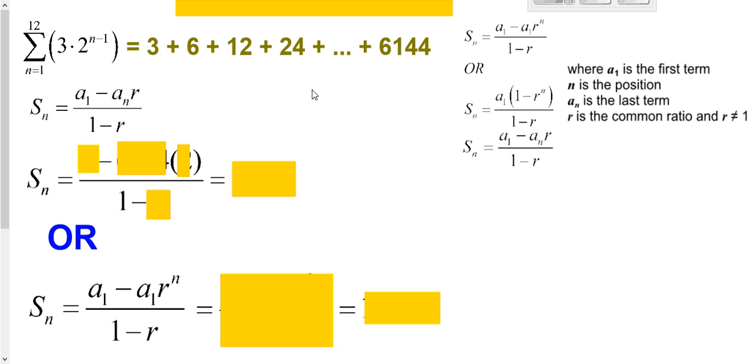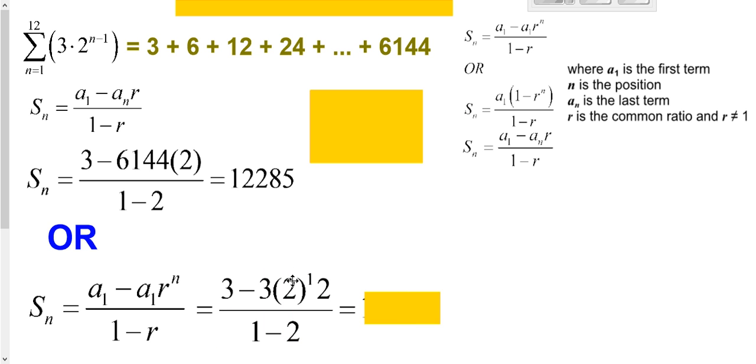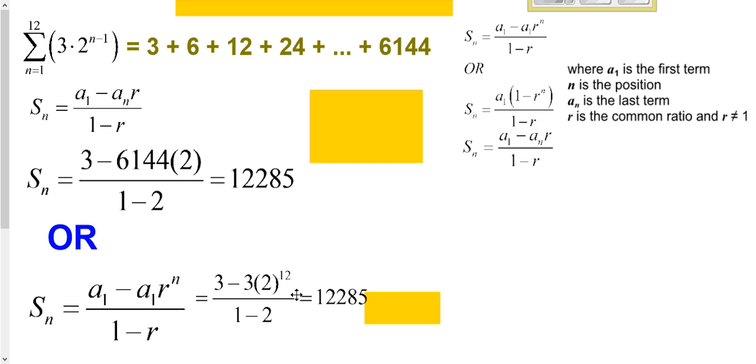So there's a couple ways you could do it. You could take your first term, which is 3, a sub n, your last term, the 6,144, r, which is your ratio of 2, and then you could put the whole top in parentheses, divide, and put the whole bottom in parentheses. Or you could have used this formula down here. You could have put in your first term, you could have put in r, with an n being 12, type in the whole top, type in the whole bottom, divide, or if you're doing it all in one line, put the whole top in parentheses, put the whole bottom in parentheses.